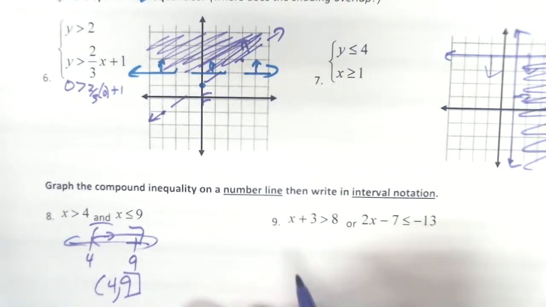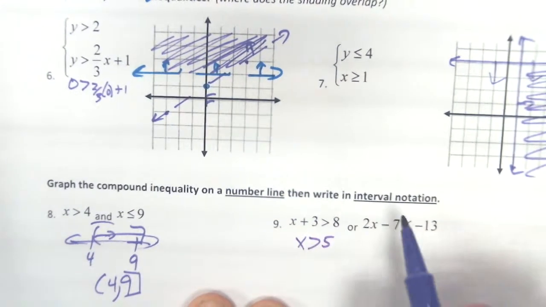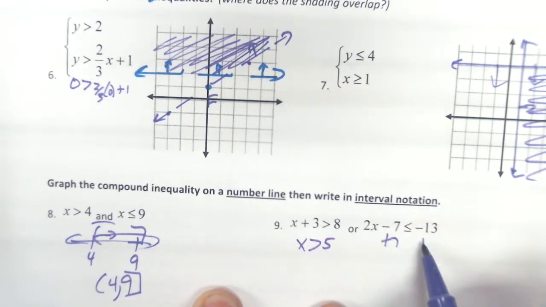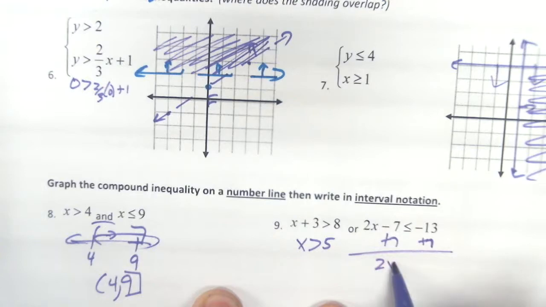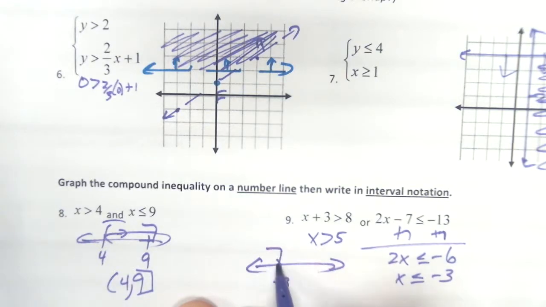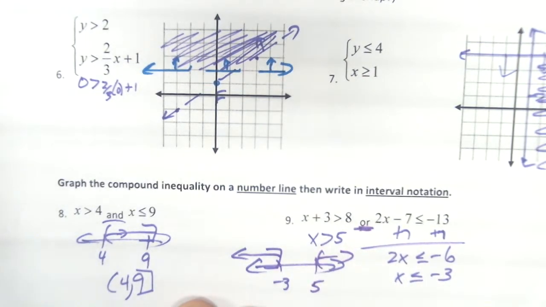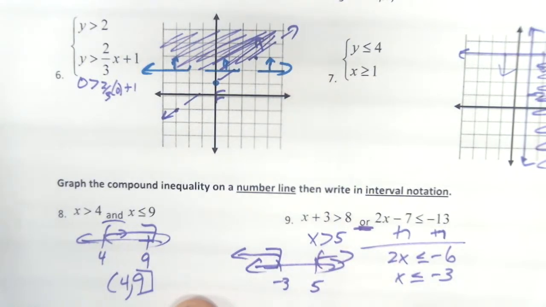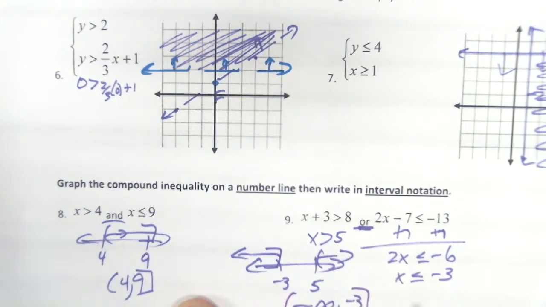Over here, we're going to solve these. I get x is greater than 5, or adding 7, I get 2x is less than or equal to negative 6, x is less than or equal to negative 3. On a number line, that would look like, here's my negative 3. We're going less than or equal to, so that's going to be a bracket going to the left. X is greater than 5, parenthesis going to the right. Since it's an or statement, we would have a compound statement, which would be from negative infinity to negative 3 inclusive, union 5 to infinity.